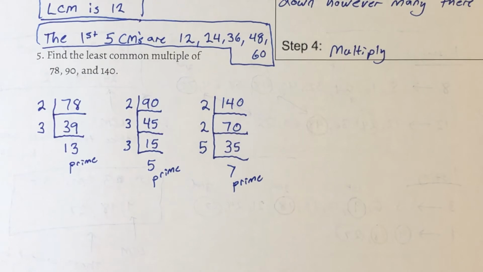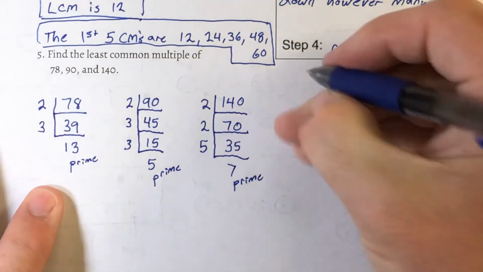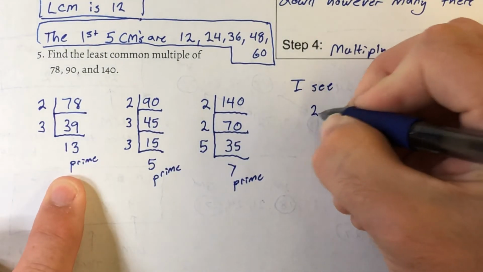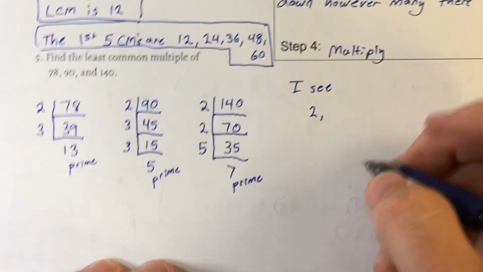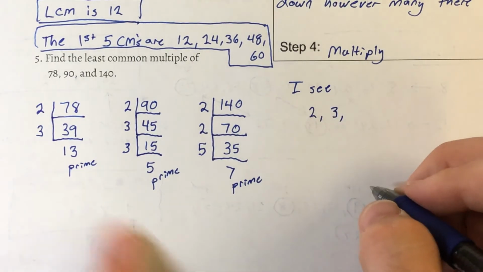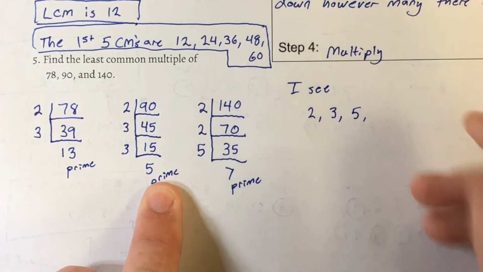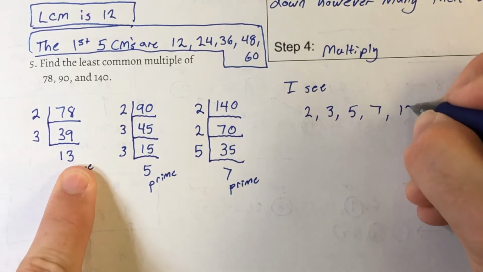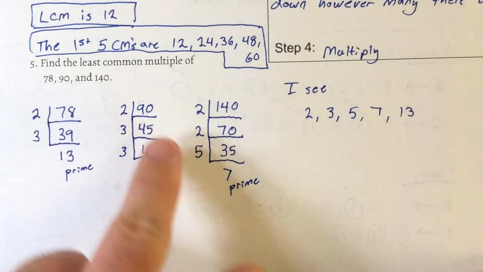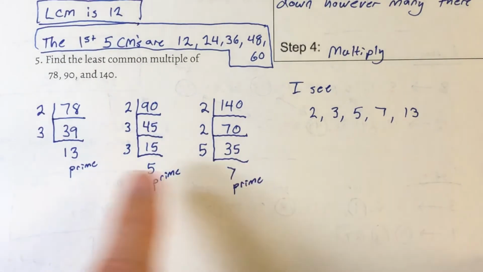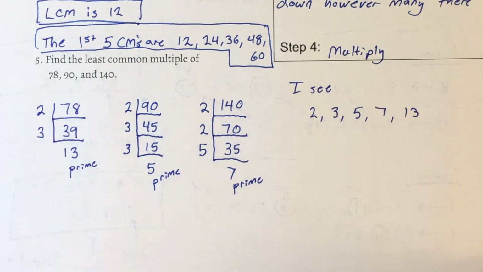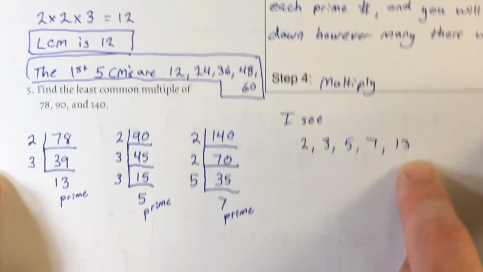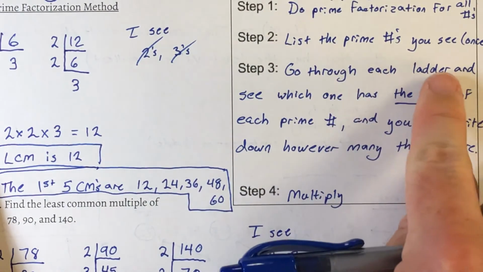Next step. What prime numbers do I see? I see lots of 2s. I see lots of 3s. I see lots of 5s. I see lots of 7s. One right there. I see lots of 13. One right there. So I see 2s, 3s, 5s, 7, and 13. So I'm going to list them just once. That's like my checklist. Why do I want a checklist? Because now I have to go through and see which one is the winner.